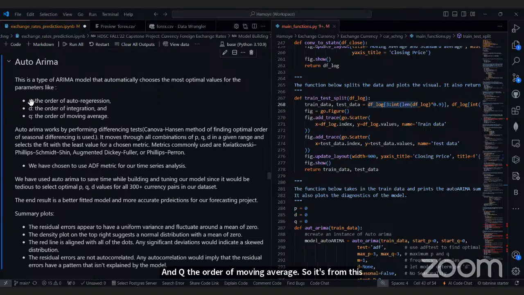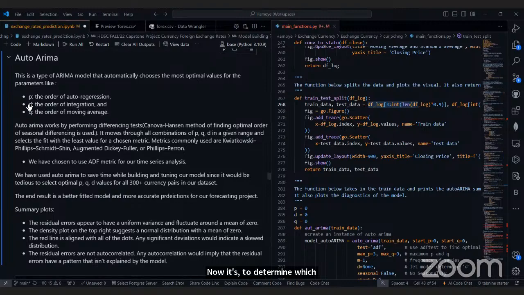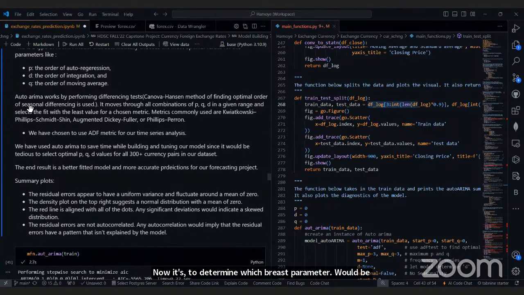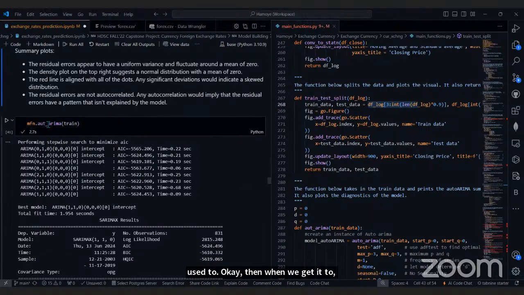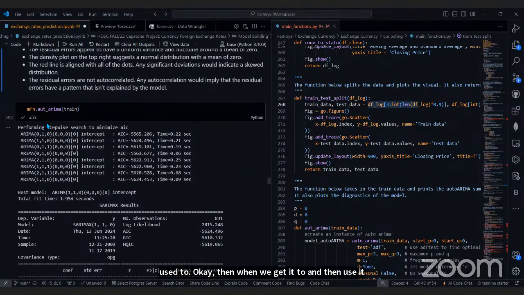It's like hyperparameter tuning, right? We are trying to get the best possible arrangement. So it is from this auto arima that it will determine which best parameters would be useful. Then when we get them, we use them on the main model for prediction. That's what is happening under this function you have here.